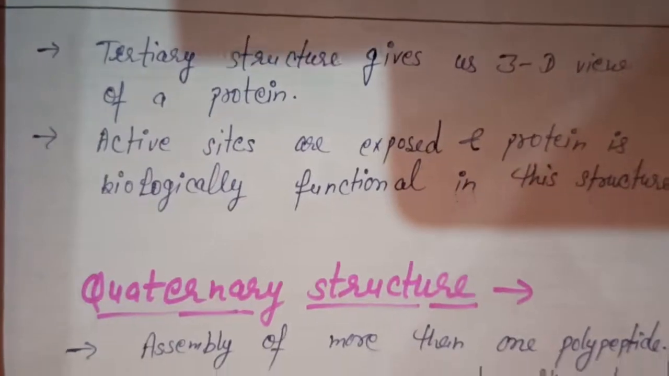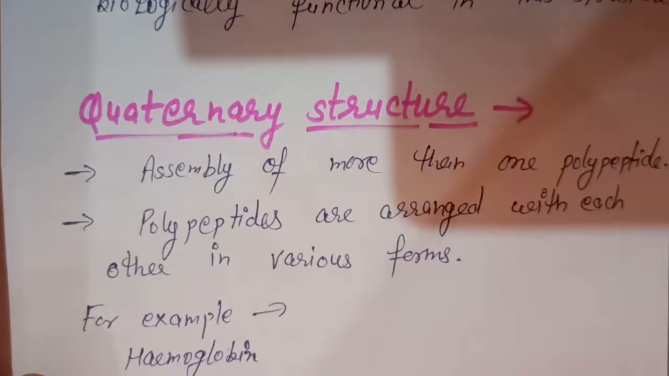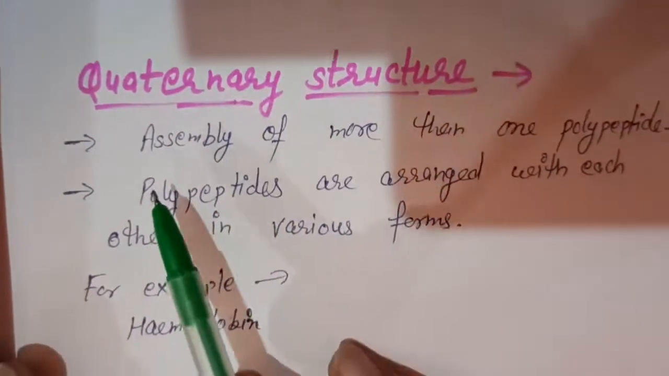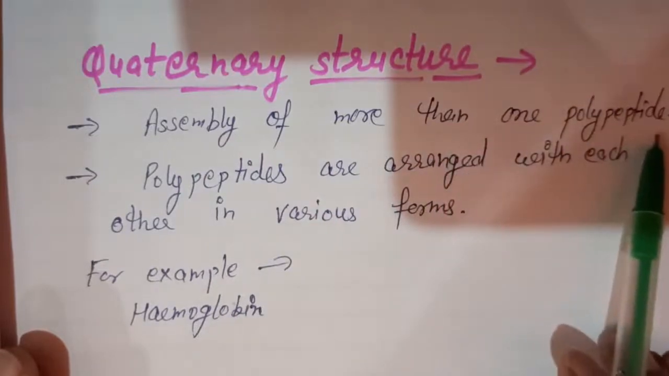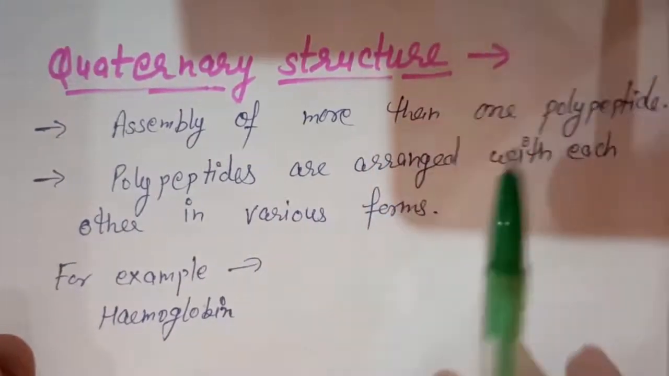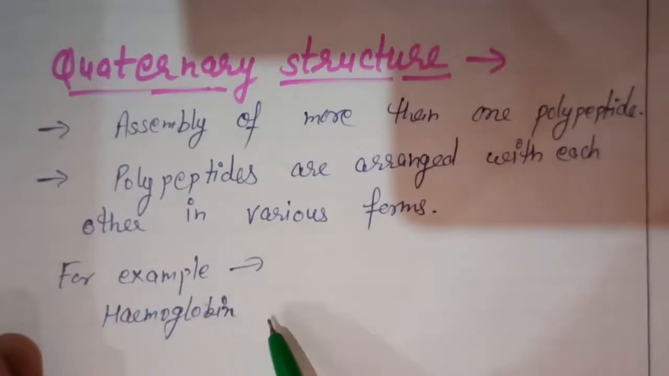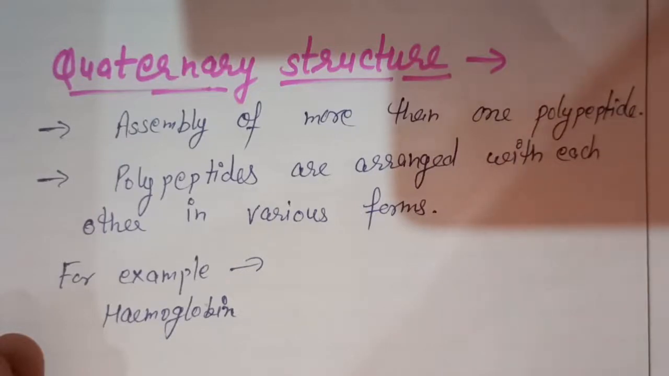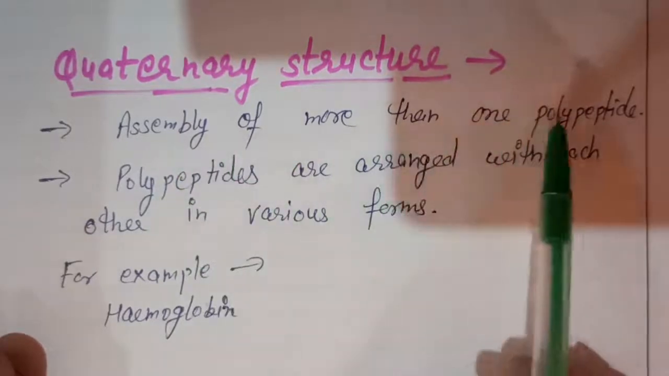After tertiary structure, there is quaternary structure of protein, and quaternary structure is assembly of more than one polypeptide. Okay, up to tertiary level we have studied primary structure of protein, secondary structure, and tertiary structure of protein. Up to that level, only a single polypeptide chain is folded, forming various structures of protein. But here what is happening? There is assembly of more than one polypeptide.